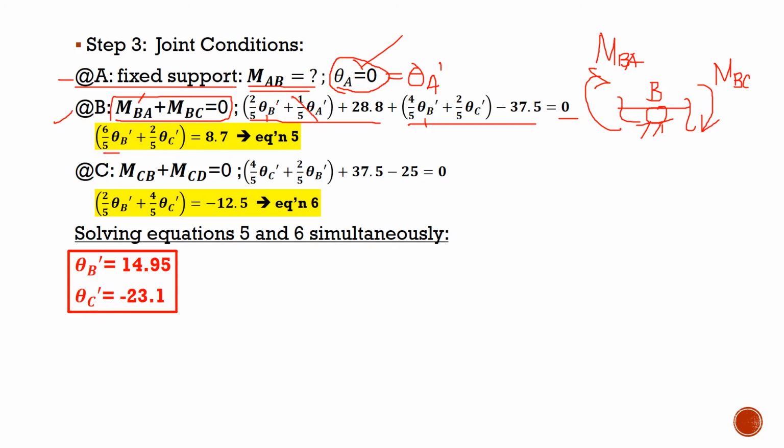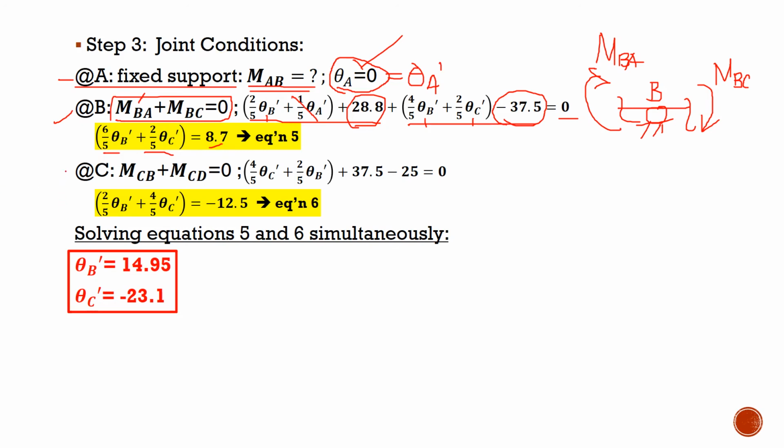Then theta C prime is as is, plus 2/5 theta C prime. Then add up the FEM: 28.8 minus 37.5, which gives negative 8.7. We transpose this to the other side so it becomes positive 8.7. So that will be our equation 5.